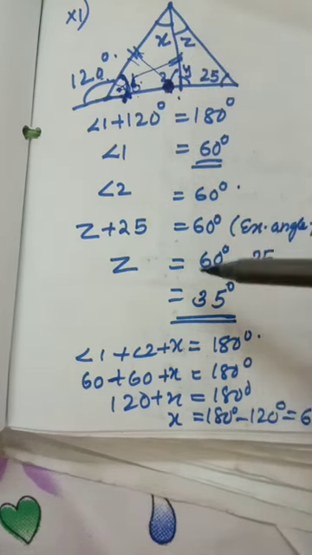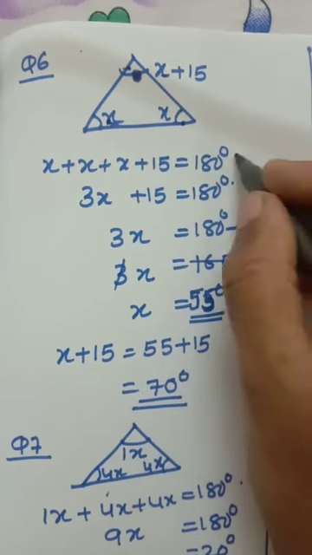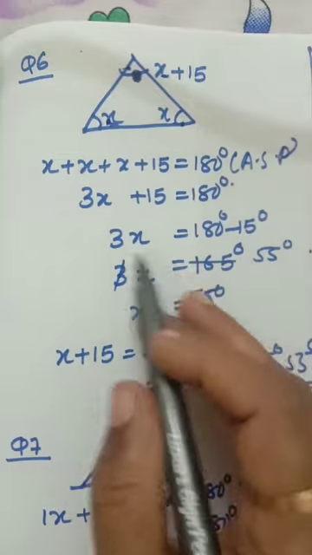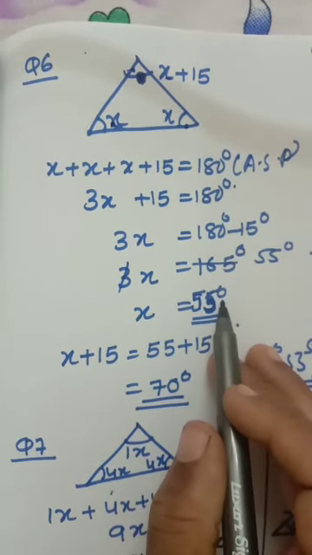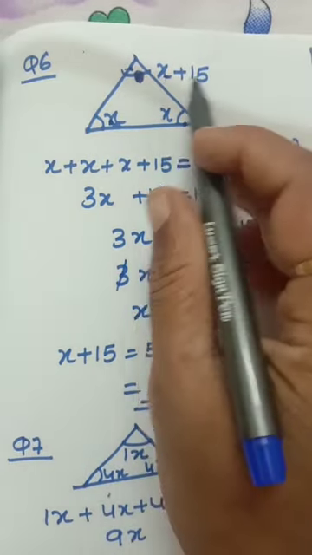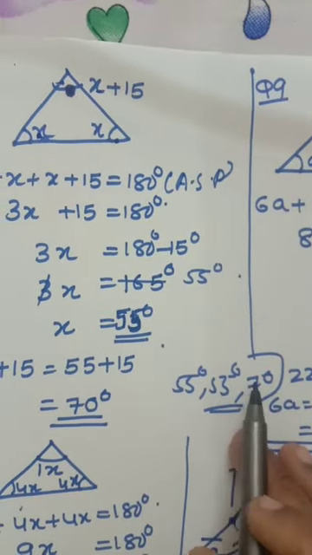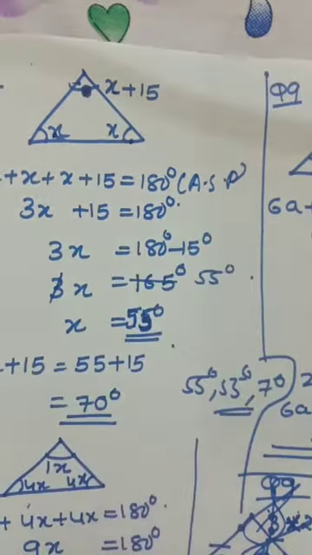Question number 6. The vertex angle of an isosceles triangle is 15 degree more than each of its base angles. Suppose base angles are x, then 15 degree more is the vertex, that is x plus 15. After that you add it, angle sum property. Add the 3 angles and equate to 180 degree. You will get x equal to 55 degree. Then you put the value, x plus 15 equal to 55 plus 15 equal to 70 degree. Then what are the values? 55, 70, 55. Clear?